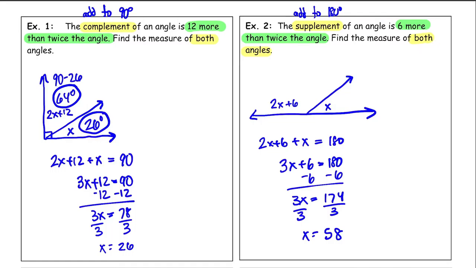So, first angle, x, that's 58 degrees. Again, your two methods for finding the other one, you could take 58 and plug it into this expression right here, 2 times 58 plus 6. Or, because they add up to 180, I'm going to take 180 minus 58. Sorry, it's a little sloppy, but that gets me 122. So I found both angles.